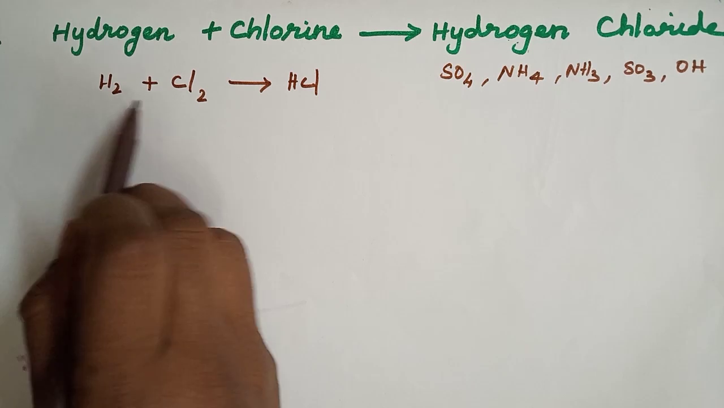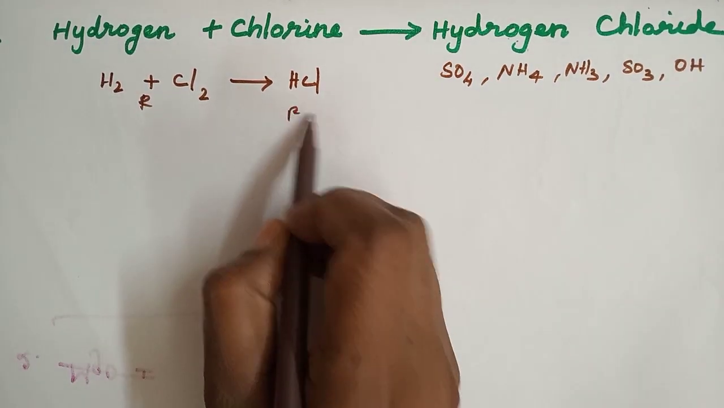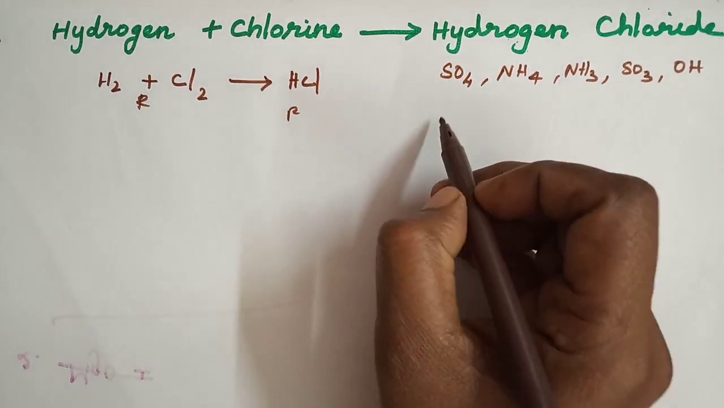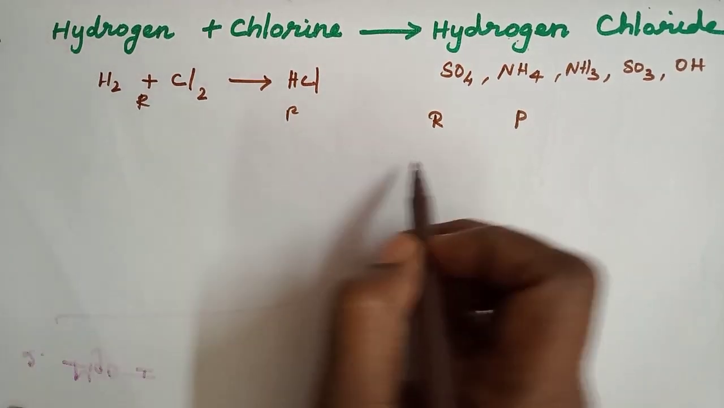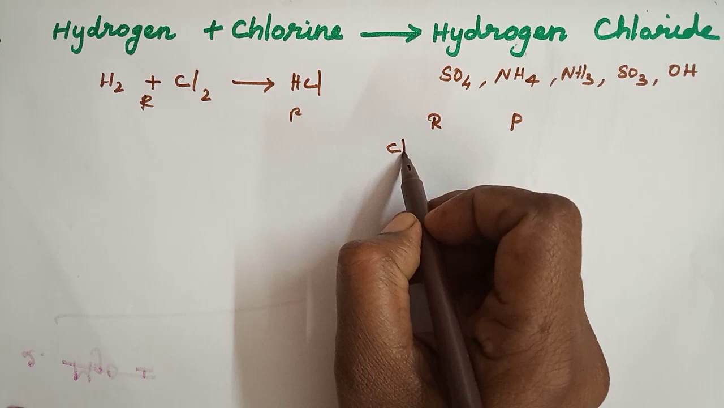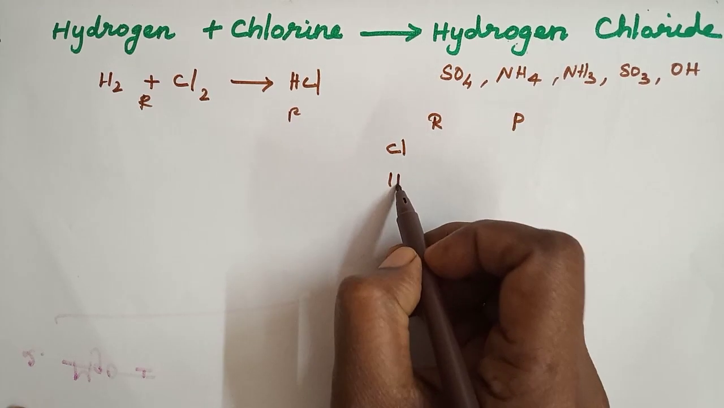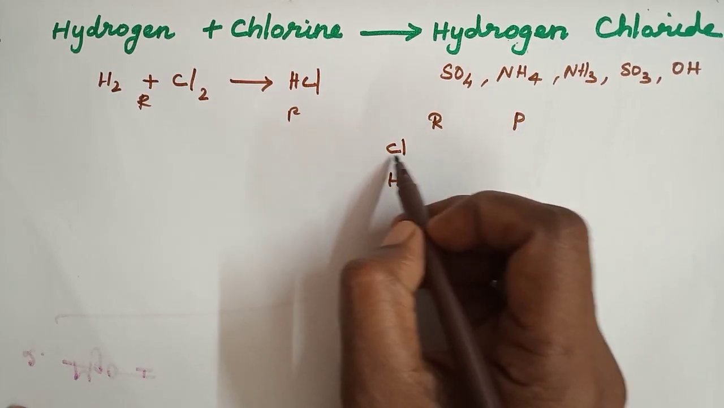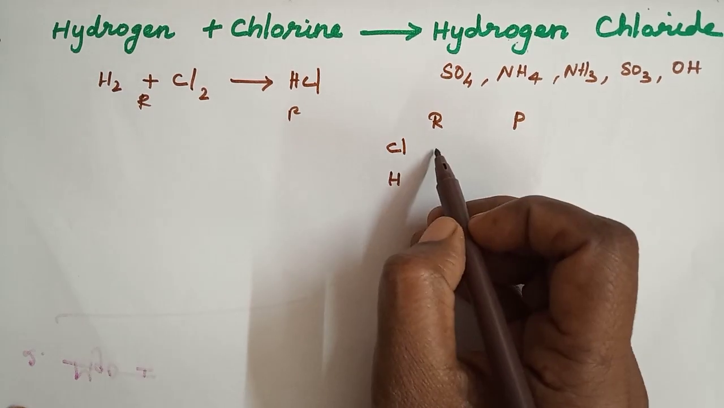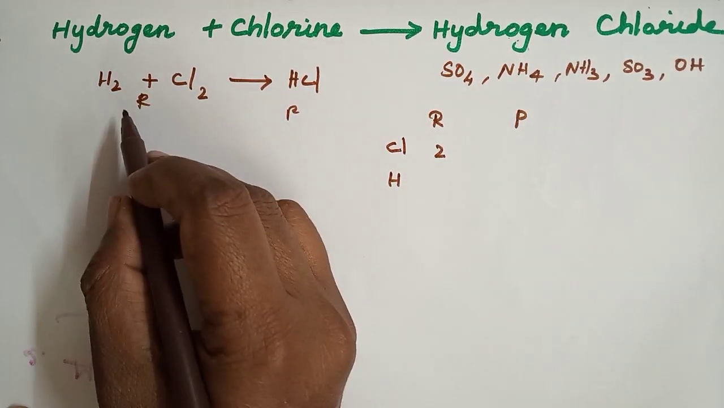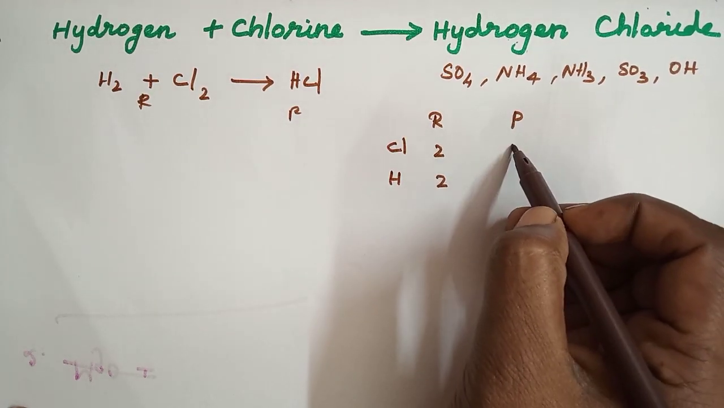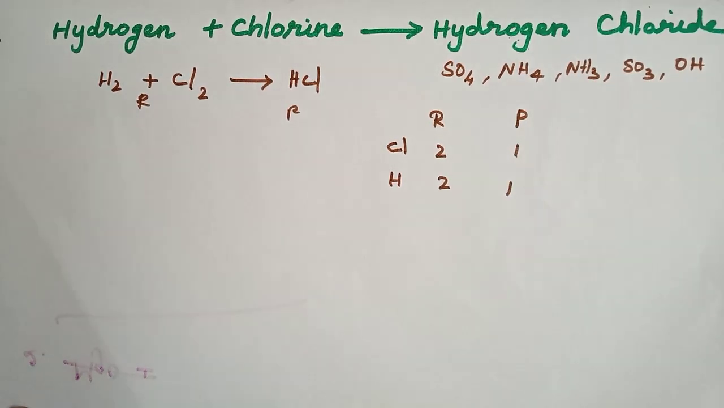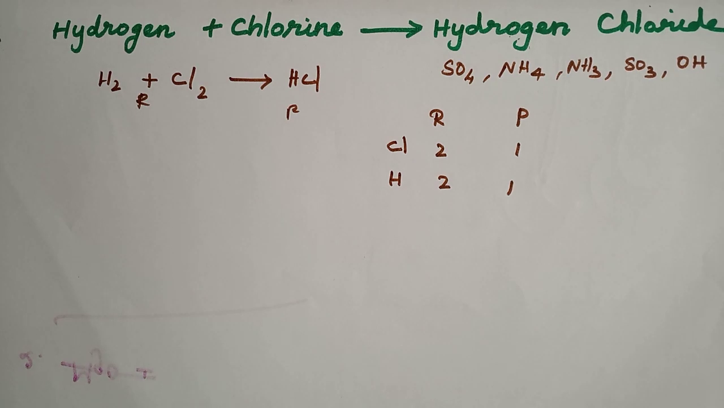So what? This is the reactant side. This is the product side. Yes or no? So we will write that: a reactant side, product side. First, what do we have? We will take chlorine and H. So chlorine, how many do we have? Here 2 is there. How many H do we have here? 2 is there. This side, how many do we have? 1, 1. So what we have to do is balance the equation.